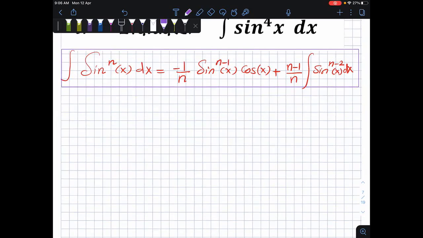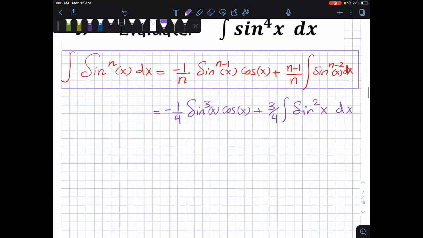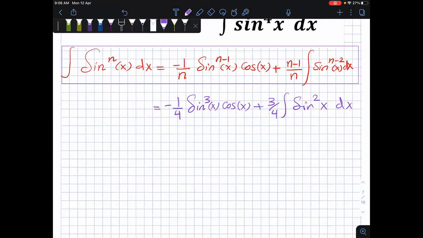We depend on this rule, guys. Substituting in the rule, we have negative 1 over 4 sine 4 minus 1, which is 3, x cosine x, then plus 3 over 4, the integral of sine squared x dx, because 4 minus 2 is 2. First write it as it is, then we go again for the sine squared.